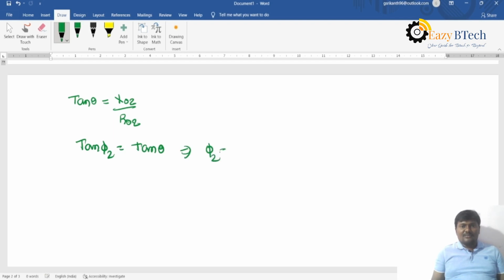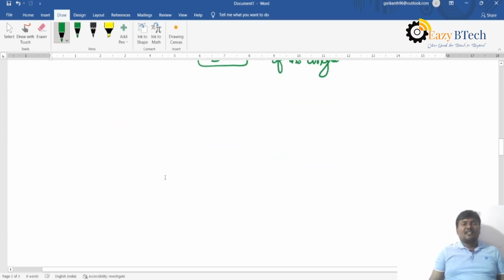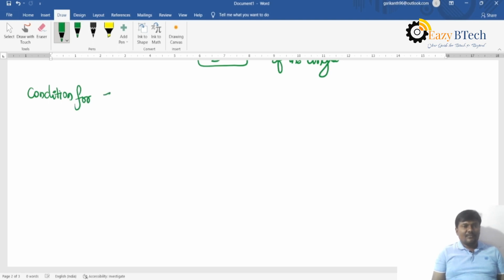From this I can write phi2 is equal to theta, where phi2 is the secondary power factor angle, and theta is the internal impedance angle. If phi2 is equal to theta, the maximum voltage regulation will take place. And the next one is the condition for zero voltage regulation.